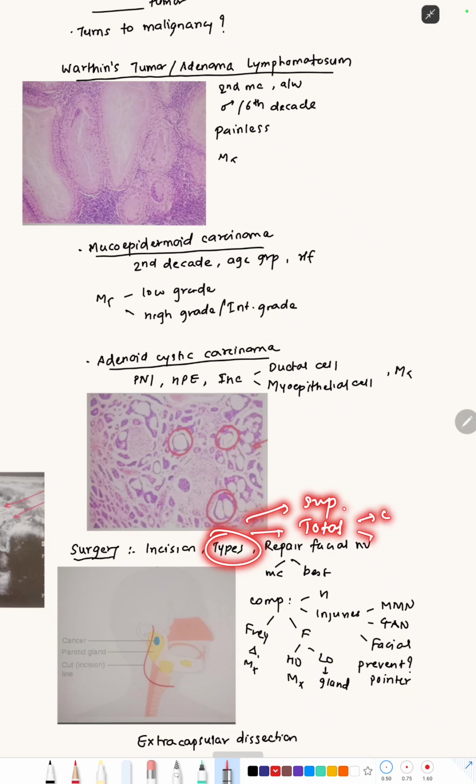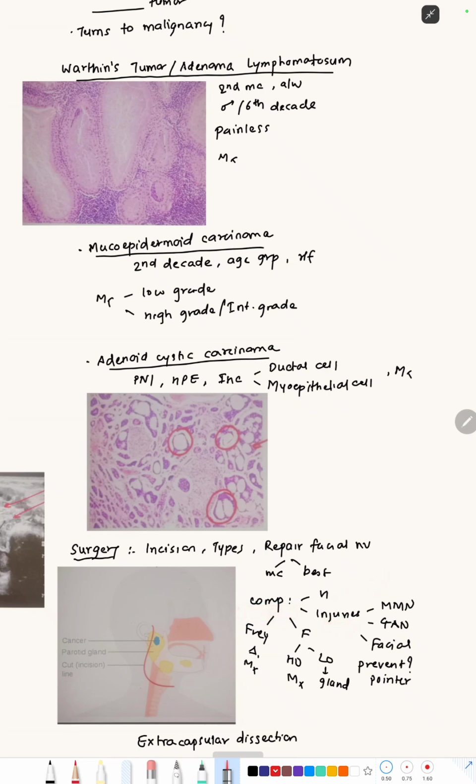Now, total parotidectomy is further divided into conservative and radical. Total radical parotidectomy is where the facial nerve is also removed, and total conservative is where the whole of the parotid gland is removed, but the facial nerve is preserved. Now, after removing the facial nerve in radical parotidectomy, we have to repair the facial nerve. This repair of the facial nerve is done with the help of a graft. The most common graft that is taken is from the greater auricular nerve, while the best graft is the sural nerve. The complications relate to hemorrhage, then injuries.